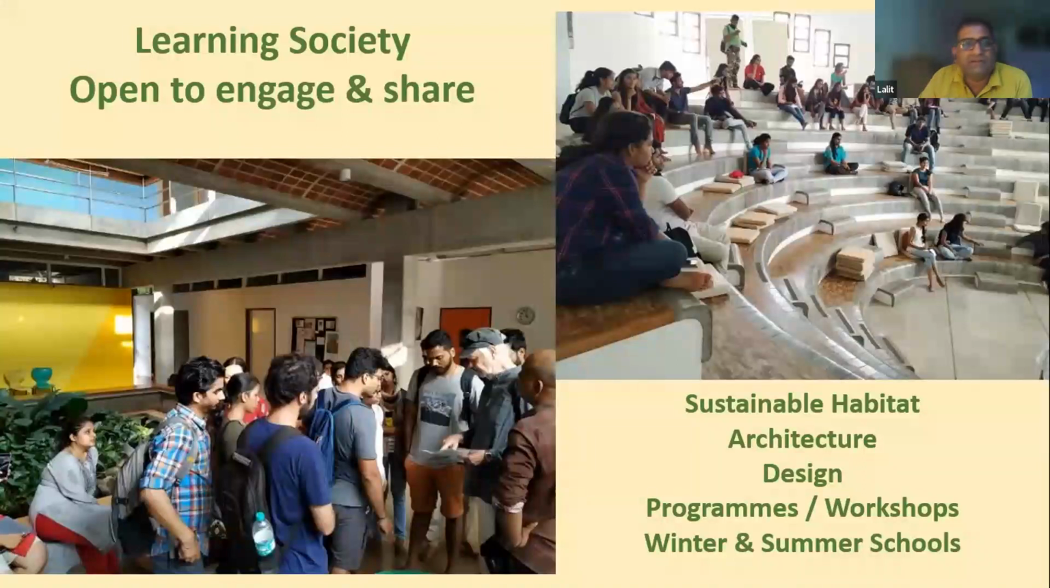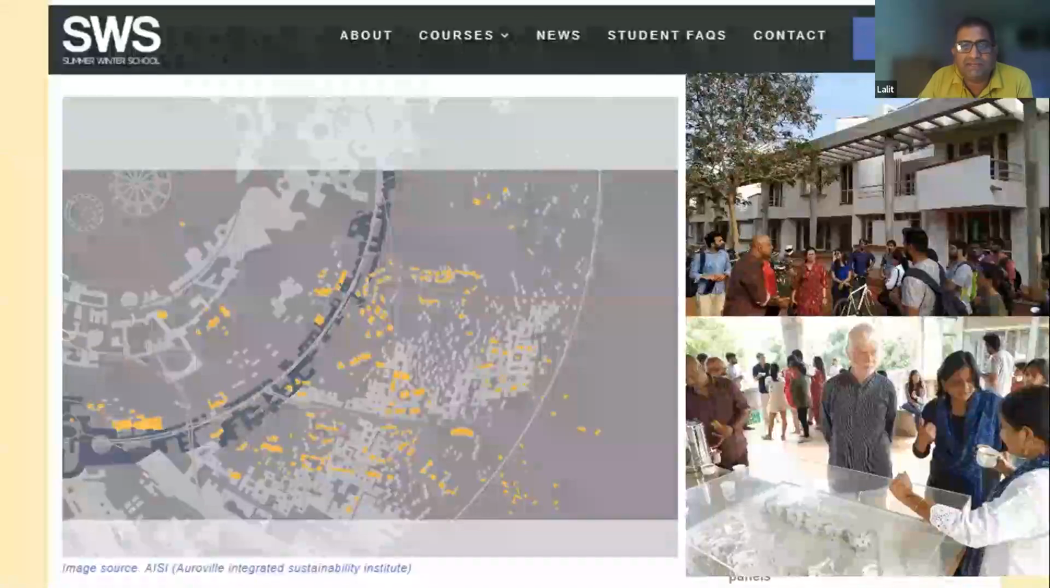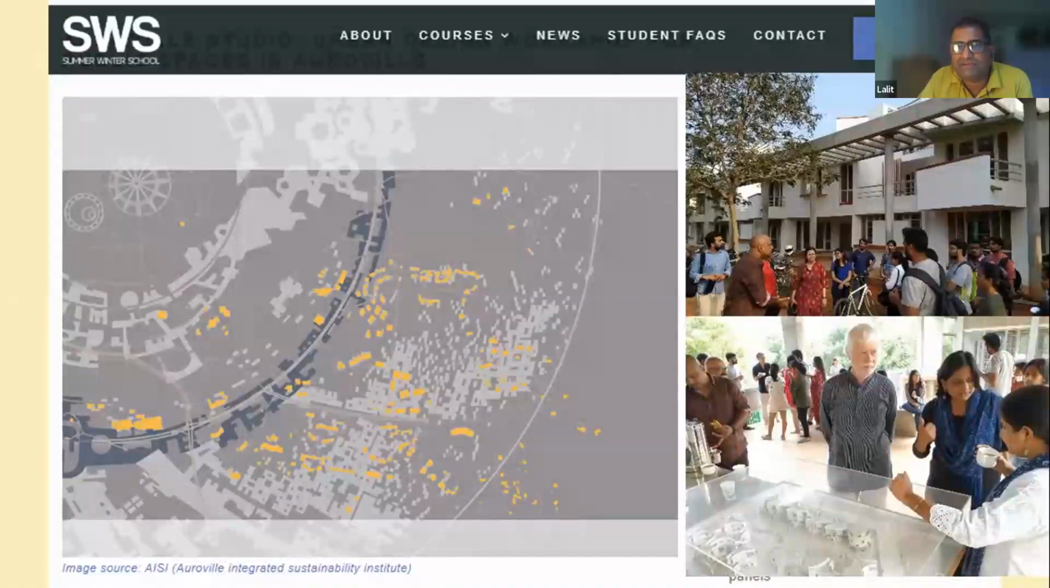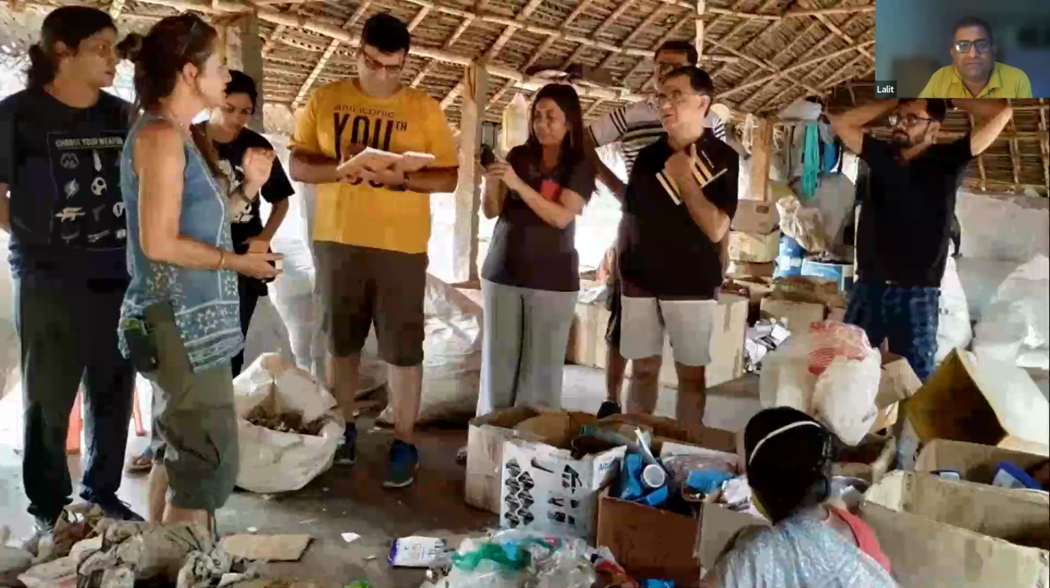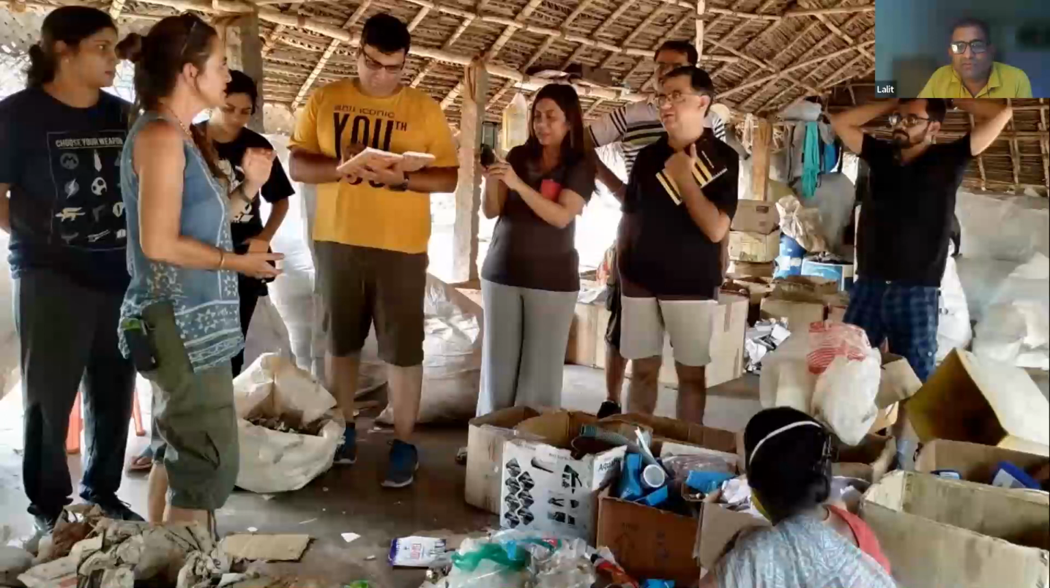Like Auroville is a learning society. So many groups you can see here, they have been student groups coming. On the left is a Sept Winter School. They had come. This was another Sept Winter School which was hosted. These are the faculty members of a university in Gujarat, and they were on a curriculum design workshop with us. They are visiting the waste sorting center.